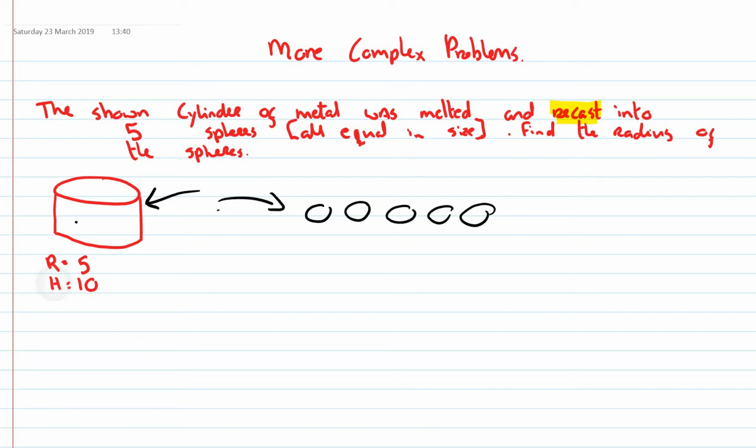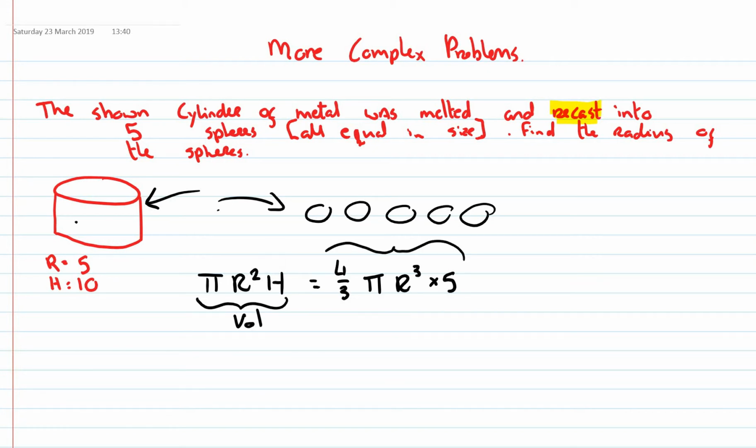So I can say the formula of a cylinder is pi r squared h. So the volume of that will equal the volume of this, which is 4/3 pi r cubed. But remember how many of them there are? There's 5 of them, and that's the volume of those. They're going to equal each other, because I'm going to melt this down and make 5 of those. So volume doesn't change.